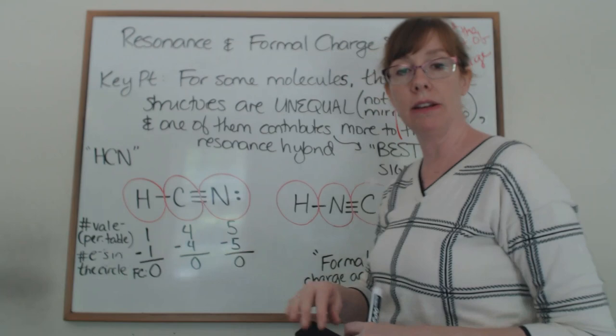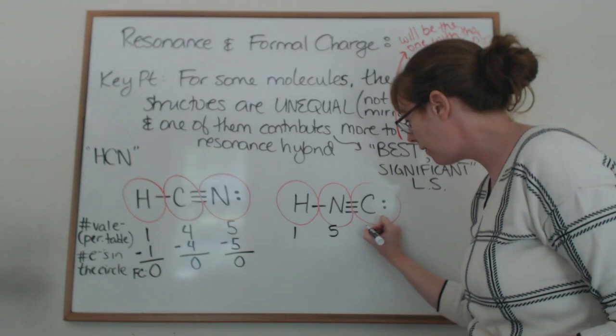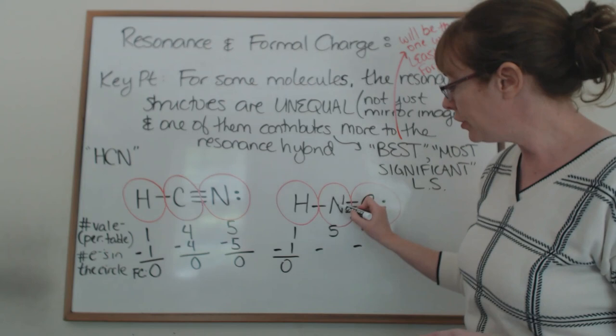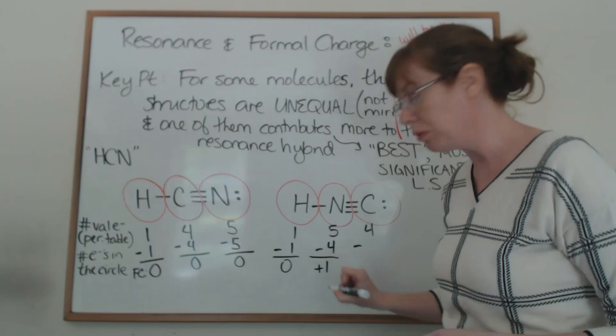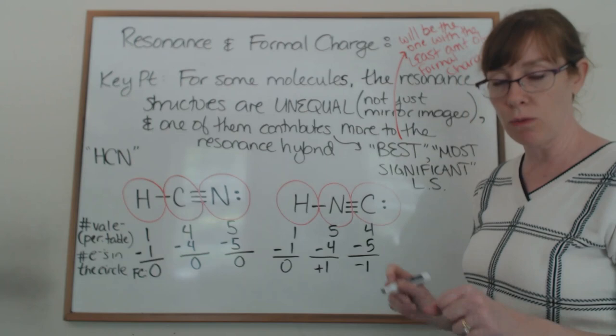Let's go ahead and look at this other resonance structure. All right, same thing. First number is just straight from the periodic table: 1, 5, 4. And from that, you're going to subtract the number of electrons in the circle. So hydrogen has one electron in his circle; his formal charge is zero. Nitrogen, 1, 2, 3, 4. Nitrogen has a formal charge of plus one. And it's a charge, so it's not just one, it's plus one. And then carbon, 1, 2, 3, 4, 5. Carbon has a formal charge of negative one.